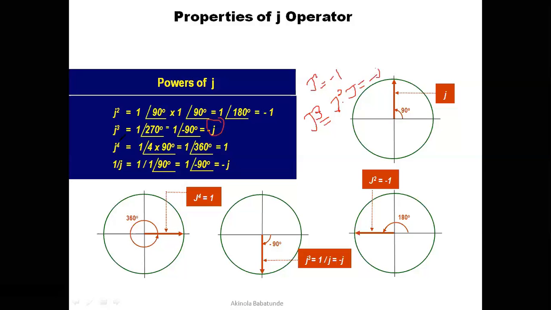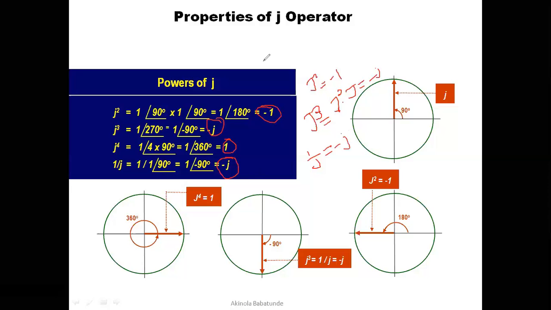What is J raised to power 4? J raised to power 4 will just be equal to J squared multiplied by J squared, and that will be minus 1 times minus 1. That gives us plus 1. What is 1 over J? 1 over J is always equal to minus J. This is important. 1 over J is always equal to minus J. Pay attention to that, because we would also use this a lot.